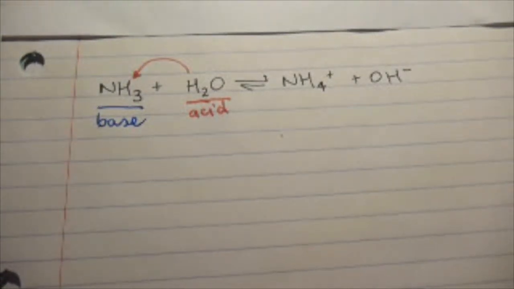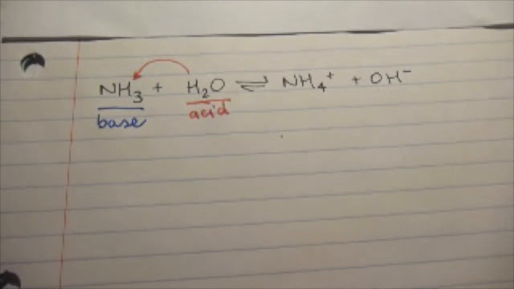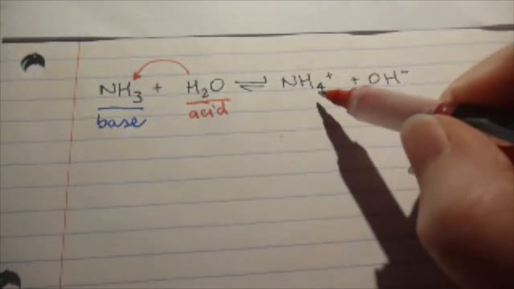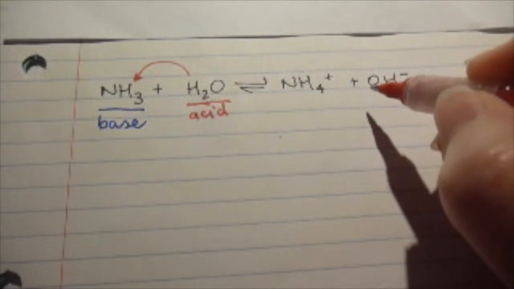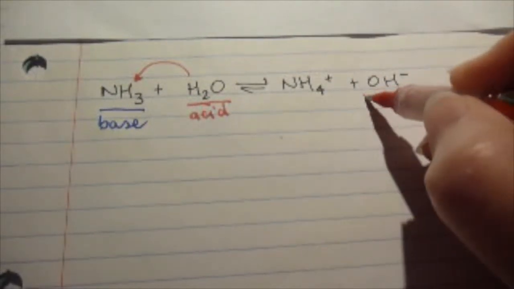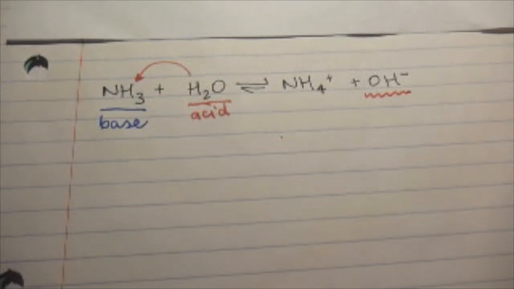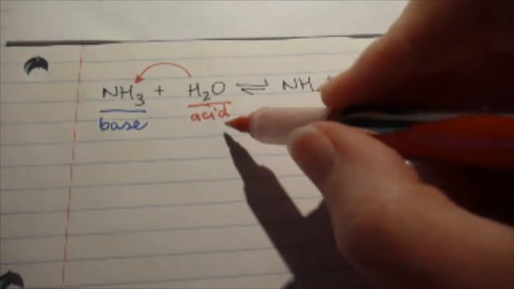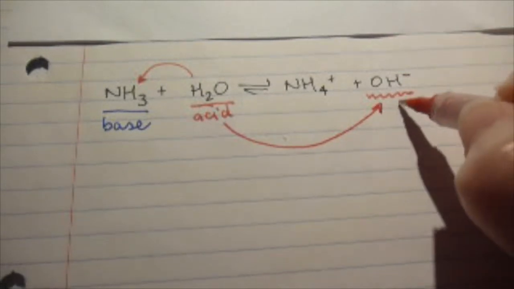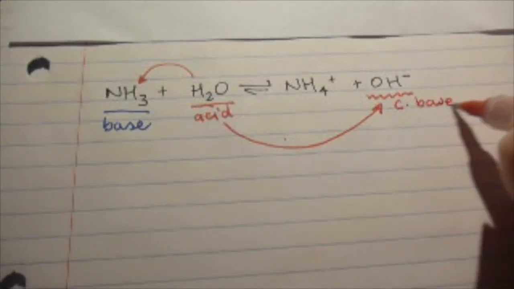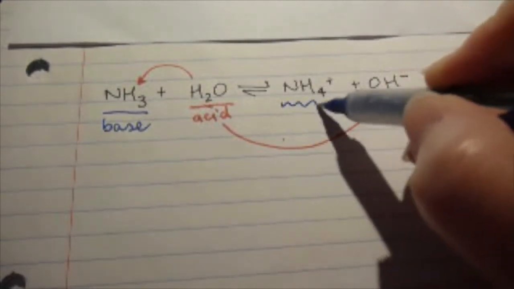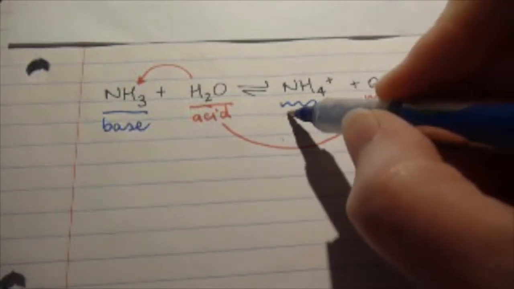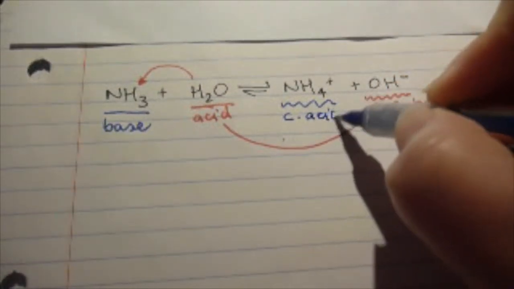Now we need to look on the product side to see which species differs by one proton. Let's have a look. We've got the ammonium ion and the hydroxide ion. So the hydroxide ion differs from water by one proton. So it is the conjugate base. The ammonium ion differs from ammonia by one proton. It's the conjugate acid.